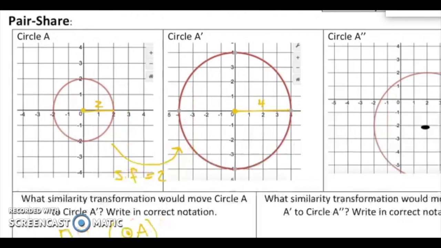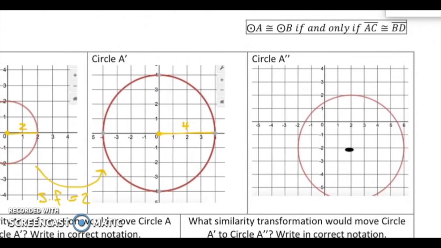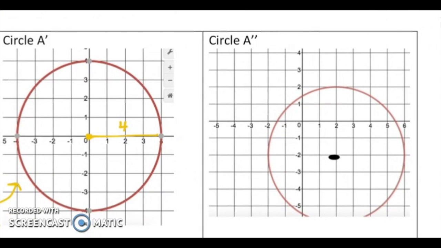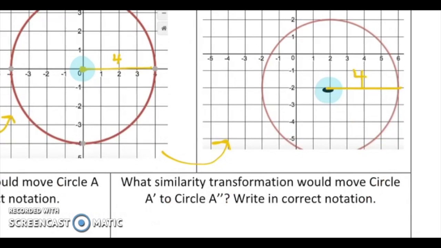So now I want to do the same thing, but going from A prime to A double prime. So we know that A prime is a circle with the center at 0, 0 and a radius of 4. A double prime has a center at 2, negative 2, but still has a radius of 4. So this time, this has not been dilated at all, right? My scale factor is just 1 here, but it has been translated. It has moved. So what I would say here is that there was a translation to the right 2 and down 2 of circle A prime.